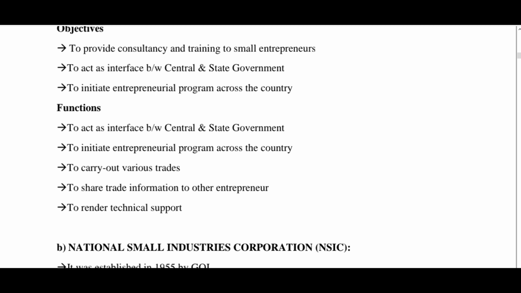You have to change the sentence, and you can write the same sentence for objectives and functions: to initiate an entrepreneur process or program all across the country, to encourage industrial and entrepreneurial activities to carry out various trades. When the entrepreneurial programs increase, the trade increases and the economic condition of the country also increases. To share trade information to other entrepreneurs.